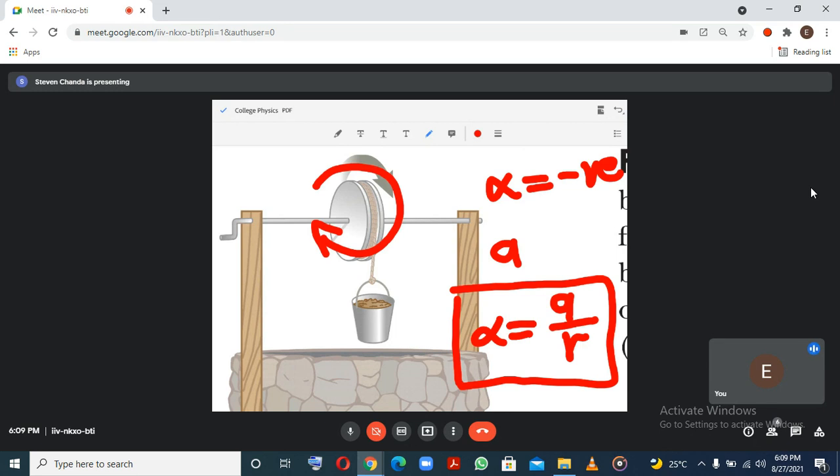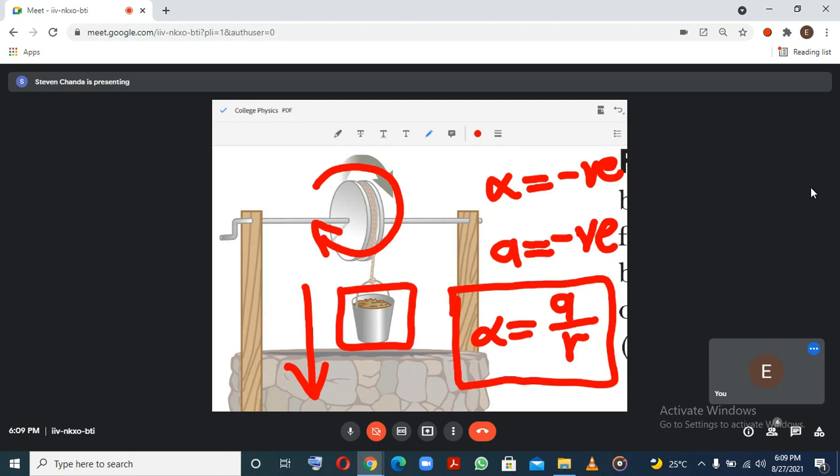Let's then talk about our linear acceleration. For this one, you are focusing on the bucket. Which direction is the bucket going? It's going down, so your linear acceleration will be negative. What does this mean? This simply means that the equation I've put in this nice box is going to be the way it is.